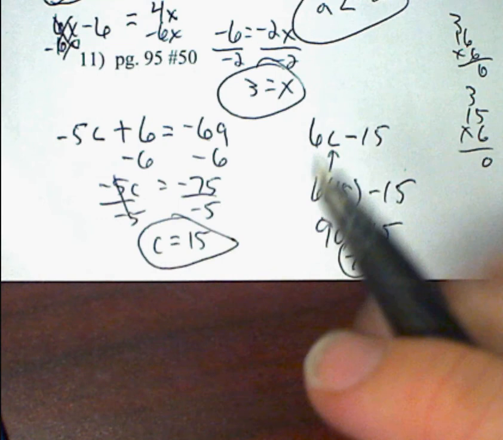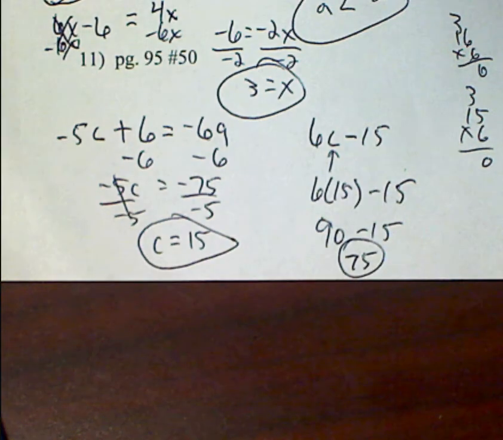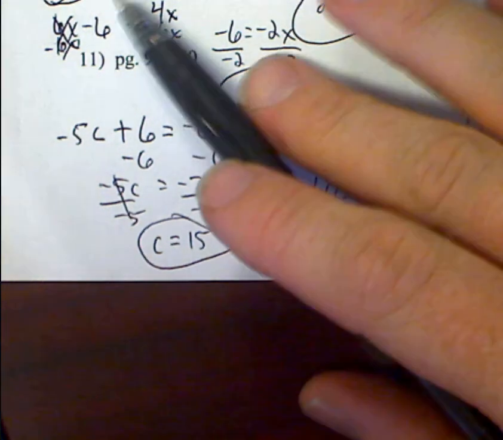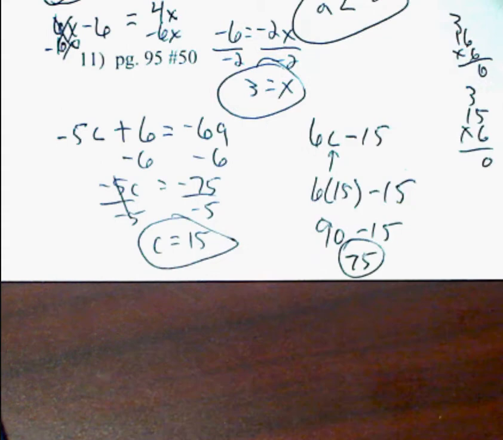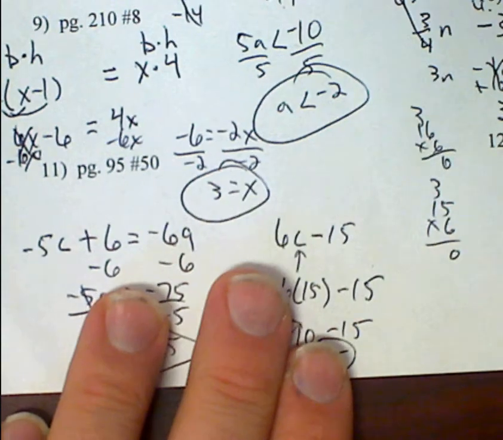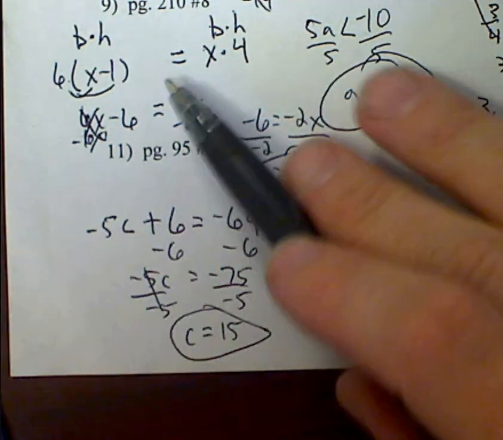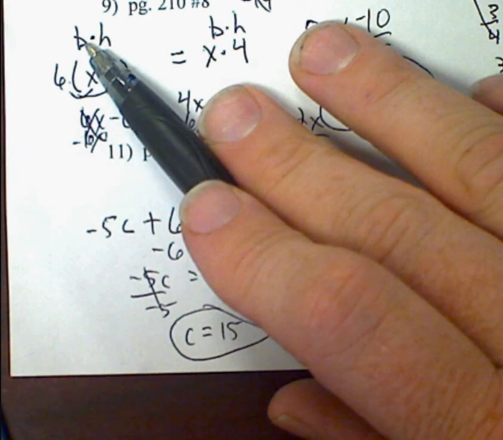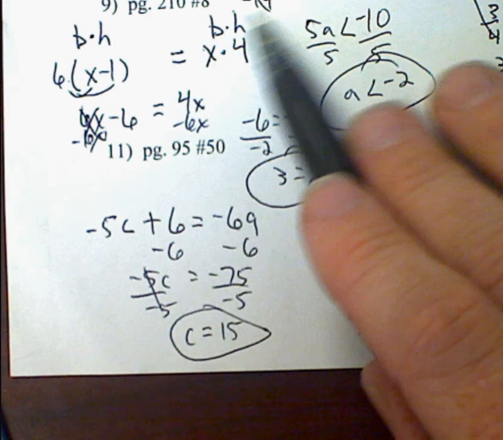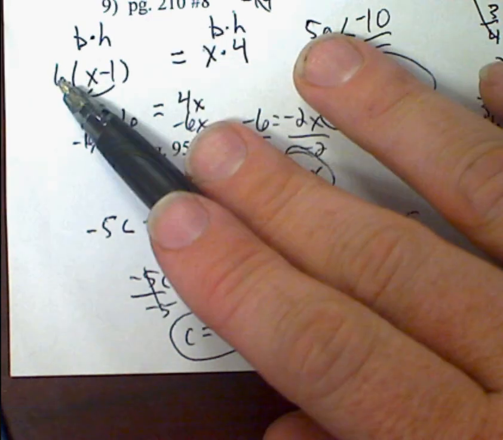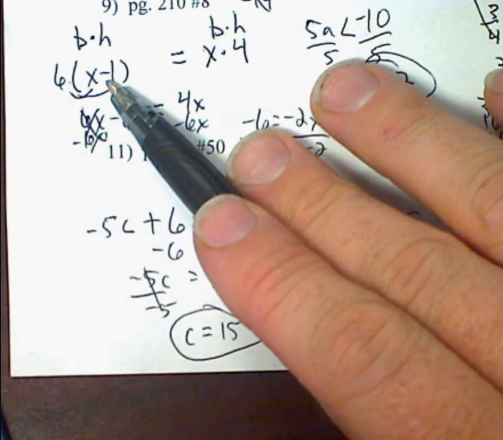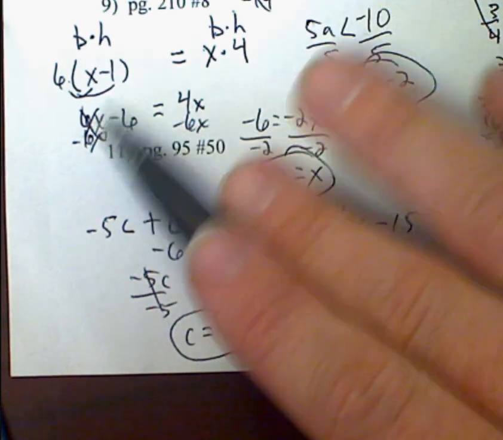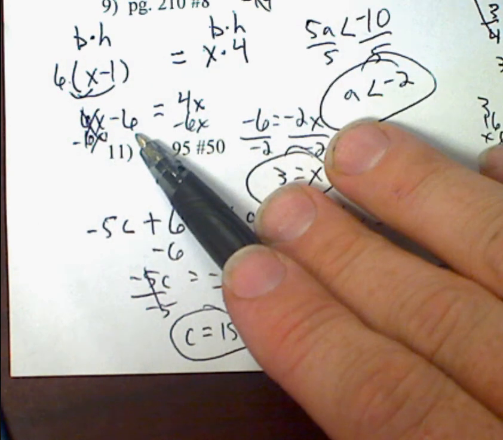Page 210, number 8. On page 210, I have two rectangles, and I need them to have the same area. Area means equals. Base times height is the area of a rectangle. So I got base times height and base times height. My base is 6. My height is x minus 1. If I distribute the 6, I get 6x minus 6.